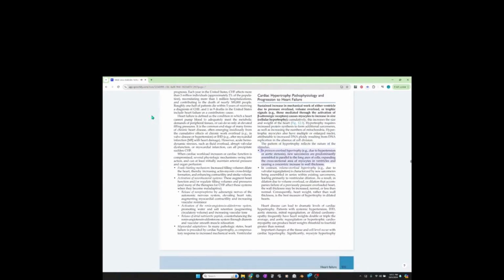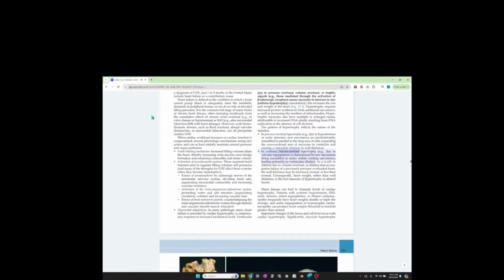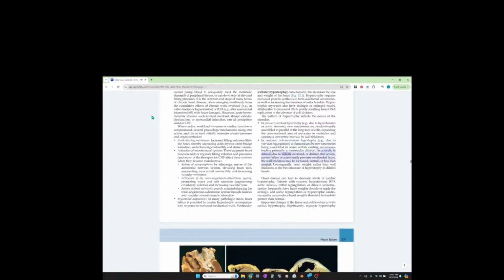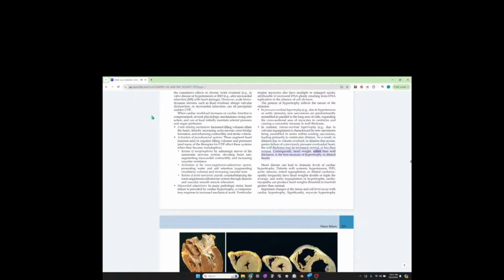In pressure overload hypertrophy, new sarcomeres are predominantly assembled in parallel to the long axis of cells, expanding the cross-sectional area of myocytes and ventricles and causing a concentric increase in wall thickness. In contrast, volume overload hypertrophy is characterized by new sarcomeres being assembled in series within existing sarcomeres, leading primarily to ventricular dilation. As a result, in dilation due to volume overload, or dilation that accompanies failure of a previously pressure-overloaded heart, the wall thickness may be increased, normal, or less than normal. Consequently, heart weight, rather than wall thickness, is the best measure of hypertrophy in dilated hearts.